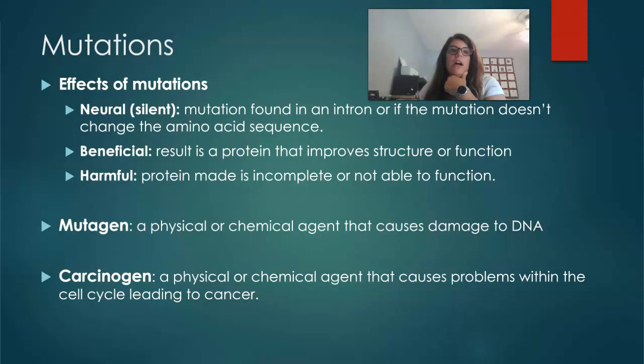Two types of agents can cause mutations. A mutagen is a physical or a chemical agent that can cause damage to DNA, so it can lead to mutations. That's what a mutagen is, but it doesn't necessarily lead to the formation of cancer. So you can have a mutagen that will just cause a disorder or disease that's not cancer-based. A carcinogen is a physical or chemical agent that causes problems with the cell cycle that then leads to the formation of cancer. So mutagens damage DNA. Carcinogens are going to mess with the cell cycle, so there'll be cancer-specific types of situations.